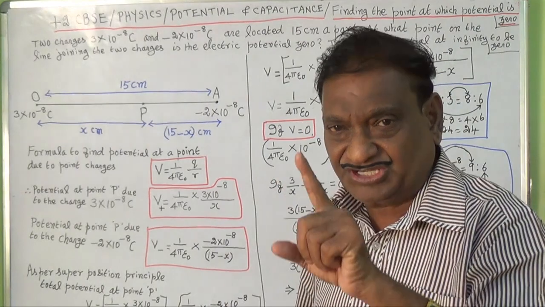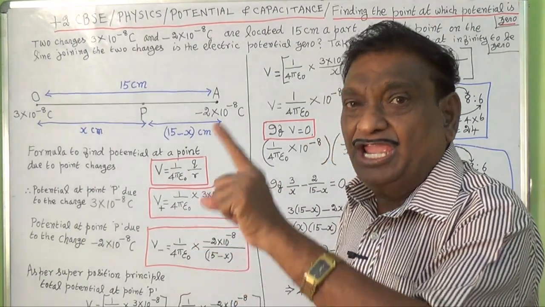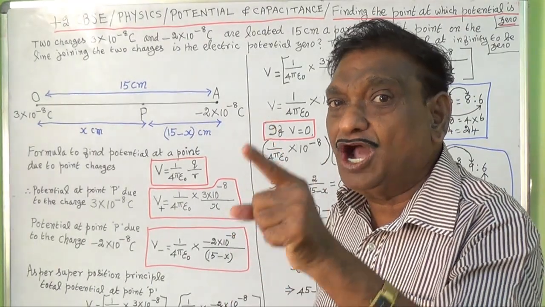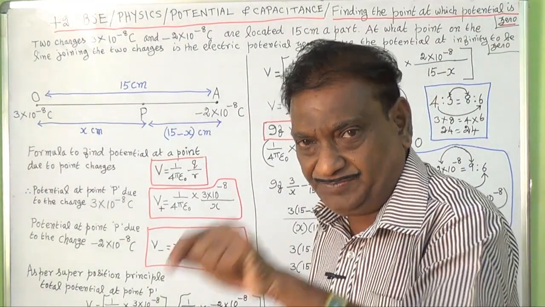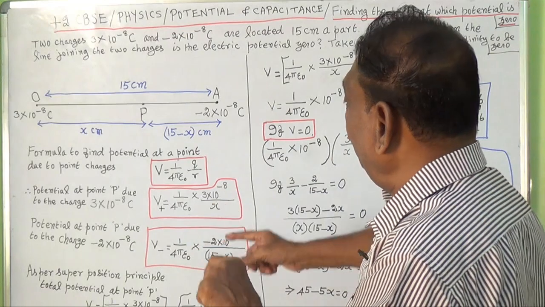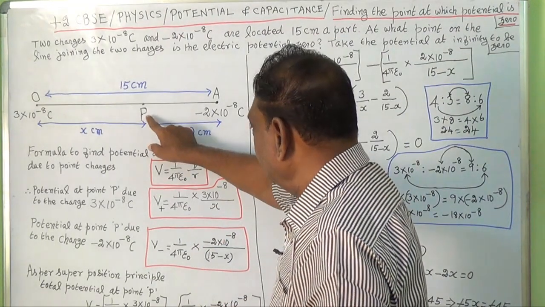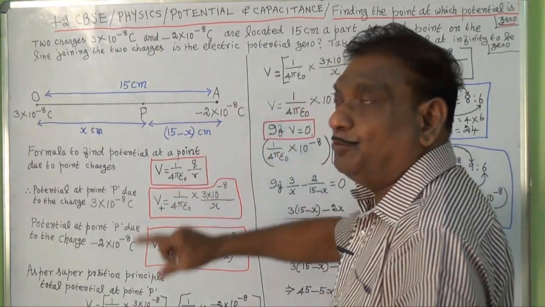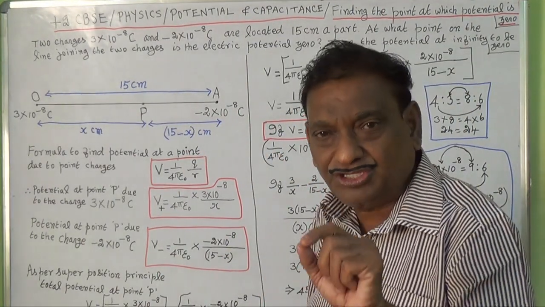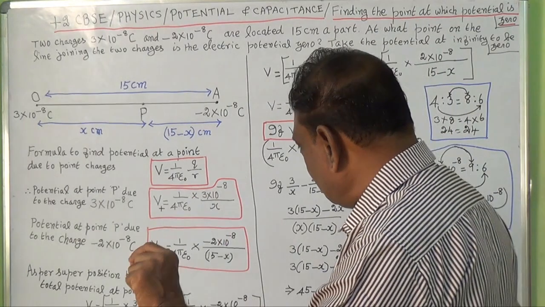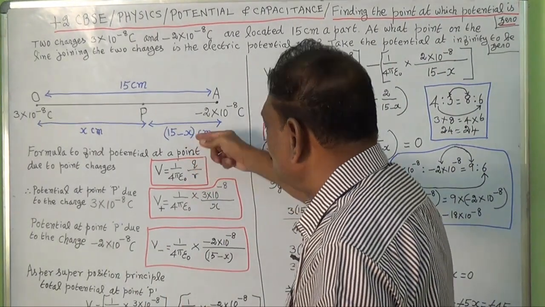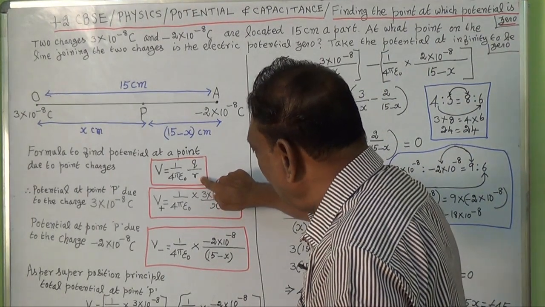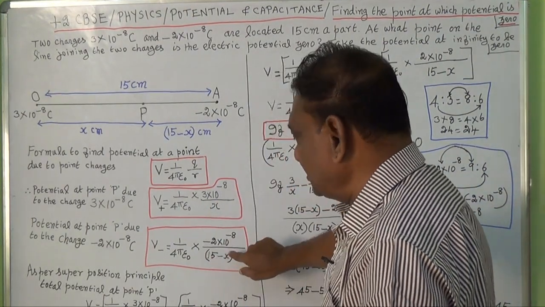We need the distance between the charge and the point at which we are going to find the potential. Here we are going to find the potential at the point P. The distance between the minus 2 into 10 to the power of minus 8 coulomb of charge and the point P is 15 minus X. So we are substituting 15 minus X in the place of R.